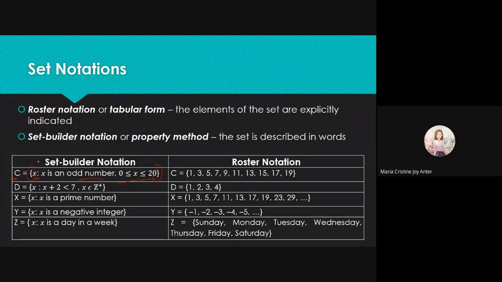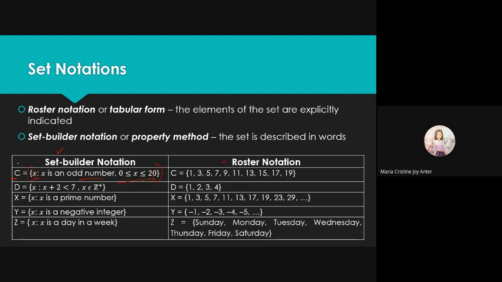So that is the set builder notation. In roster notation, we list all the elements described by it: all odd numbers less than or equal to 20 but greater than or equal to 0. So we have here 1, 3, 5, 7, 9, 11, 13, 15, 17, and 19.